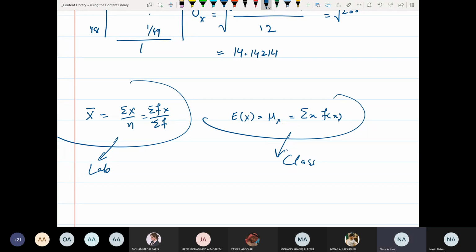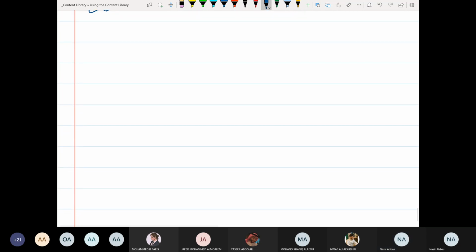Okay, let me ask you a quick question. X can take the values 0.1, 0.2, 0.3, 0.4, all the way up to 1.9. These are all the possible values of X. Is this a discrete or a continuous variable? Raise your hands if you know the answer.